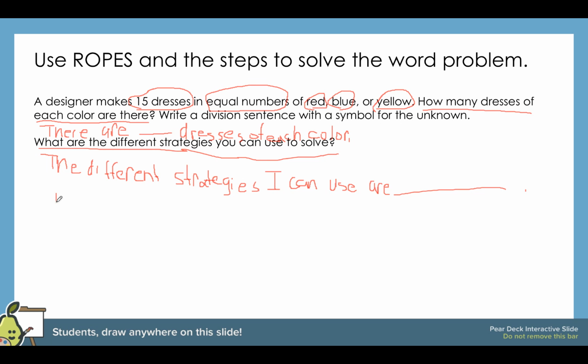So I'm just going to put DS here so I can remember that I need to write a division sentence. But I know I'm going to have to do that anyway because that's part of my steps. So I found the key information. After I find the key information, the next thing I need to do is draw a picture for that key information. So what would I draw? 15 dresses, because we know we have 15 dresses. Okay, so let's draw those 15 dresses.